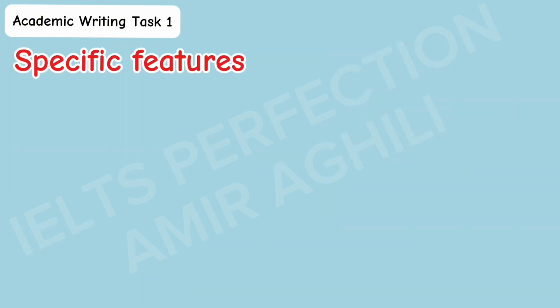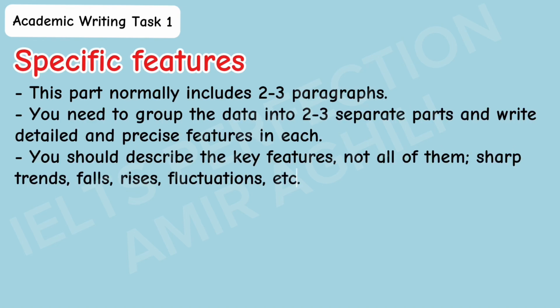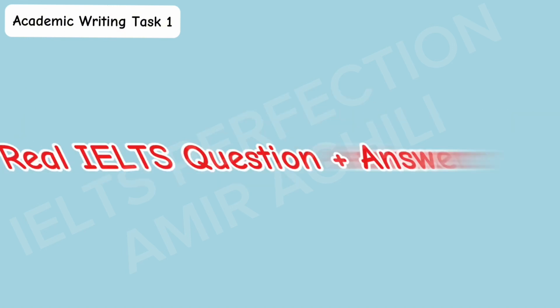The specific features normally include 2 to 3 paragraphs. You need to group the data into 2 to 3 separate parts and write detailed and precise features in each. You should describe the key features, not all of them, sharp trends, falls, rises, or fluctuations. Alright, now let's see a real IELTS question and answer.